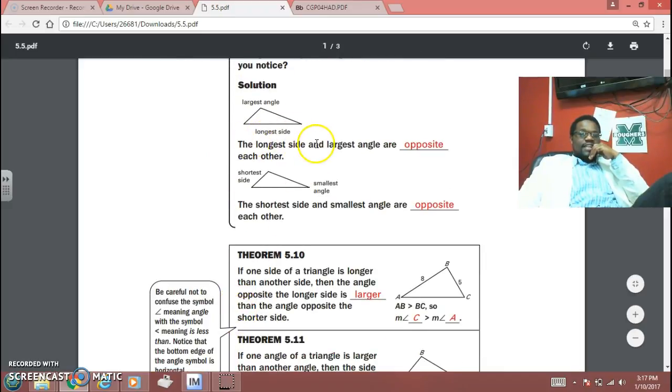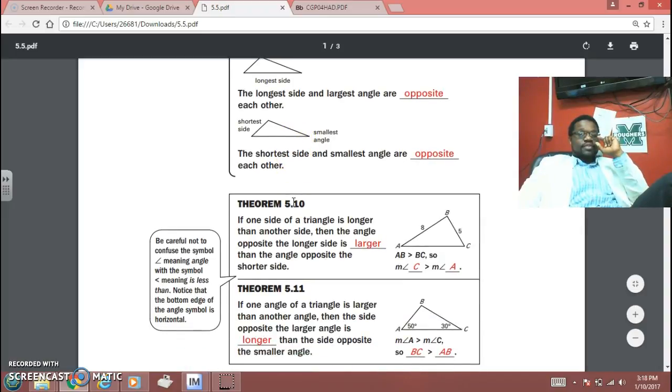The longest side and the largest angle are opposite each other. So say that's the biggest angle. This is the longest side. The shortest side and the smallest angle are opposite each other. That's very important to keep in mind. So you want to write that down.